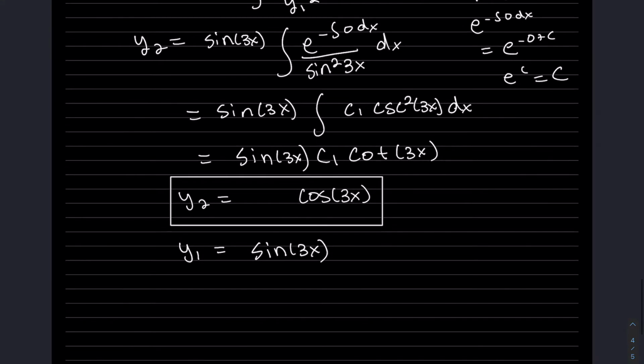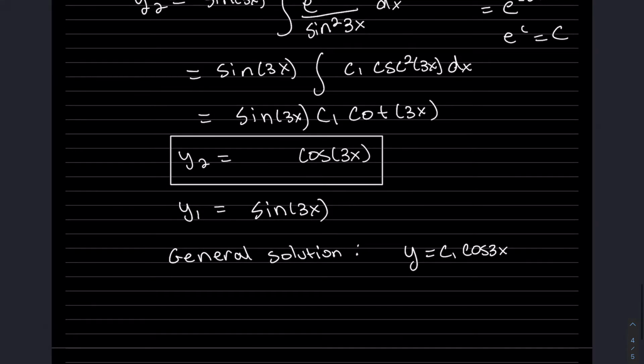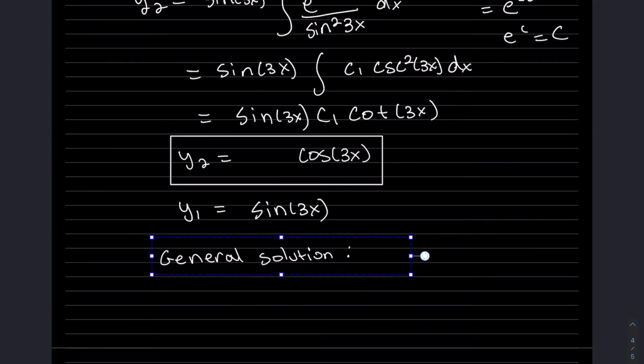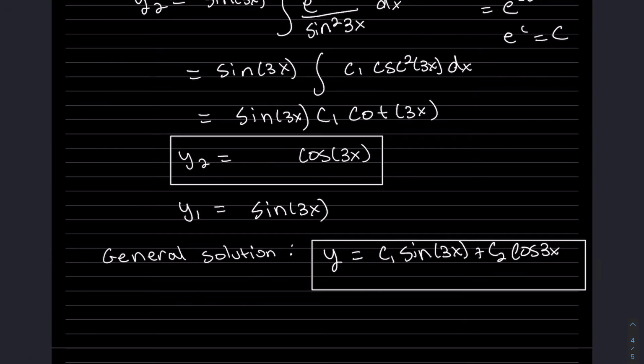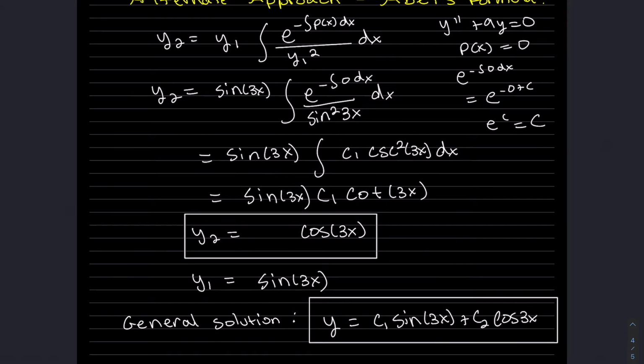Those are independent. And there's 2 second order, so my general solution, it's y equals c1 cosine of 3x. Well, I guess technically it's sine of 3x. Of course, that really wouldn't matter. So that's it.